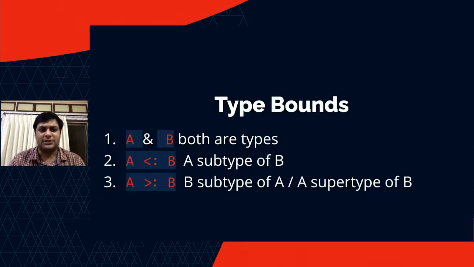So we have a condition here: A and B are both types. If A is less than B, it suggests A is a subtype of B. Whereas if A is greater than B, B is a subtype of A. Or the other way around, A is a supertype of B, just a vice versa statement.